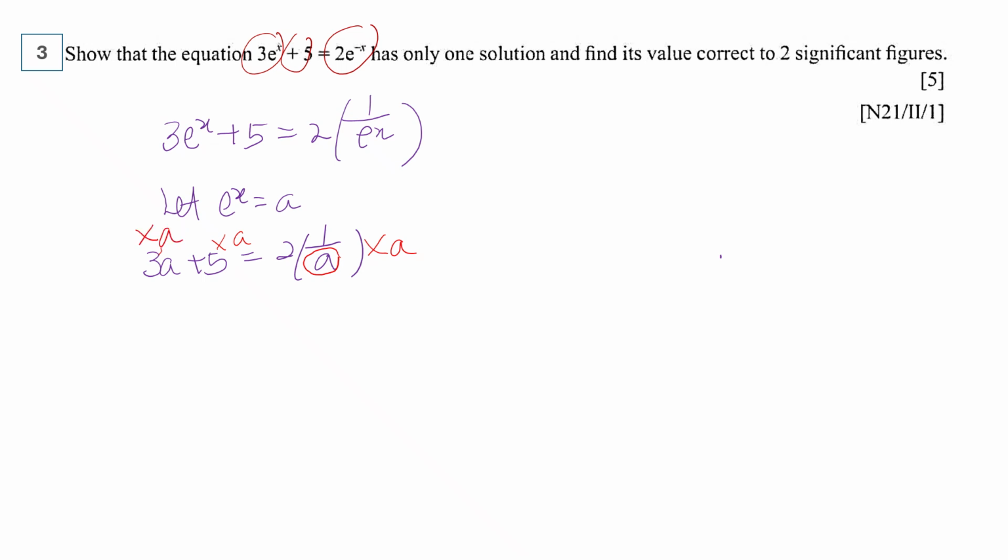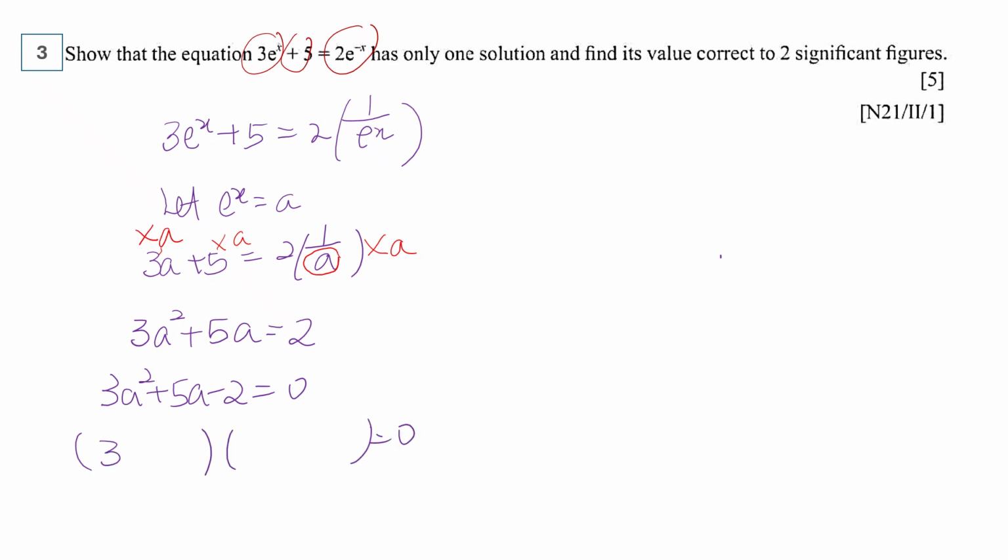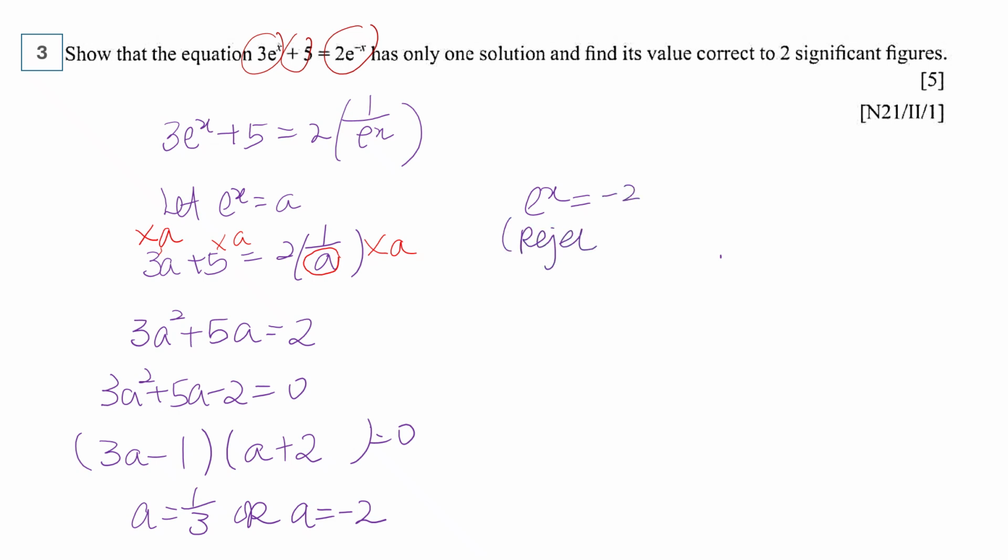So I would end up getting 3a squared. I'll end up getting a quadratic equation, where again, I can factorize it. I'll have a is equals to 1/3, or a is equals to negative 2. Alright, so remember what we said earlier. a is a substituted value for e to the power x. So I would have e to the power x equals to negative 2. Of course, this we need to reject. Why reject? Because same reasoning, e to the power x is more than 0.